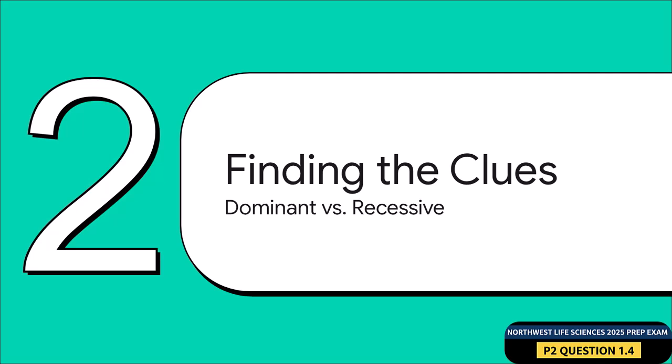Now it's time for a little bit of detective work. The next questions are asking us to figure out which traits are dominant and which are recessive. And the best part is, the question itself gives us every single clue we need. It's all about comparing the parent generation, that's the P1, to the first batch of offspring, the F1 generation.